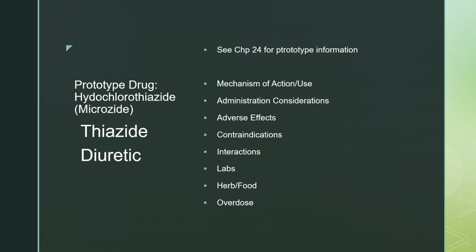Thiazide diuretics, HCTZ especially, are one of the largest, most commonly prescribed classes of diuretics. What this does is it blocks sodium reabsorption and increases potassium and water excretion. It's indicated for use in edema associated with heart, hepatic, and renal failure. This is less effective than the loop diuretics, and it is not as effective in patients with severe renal failure.